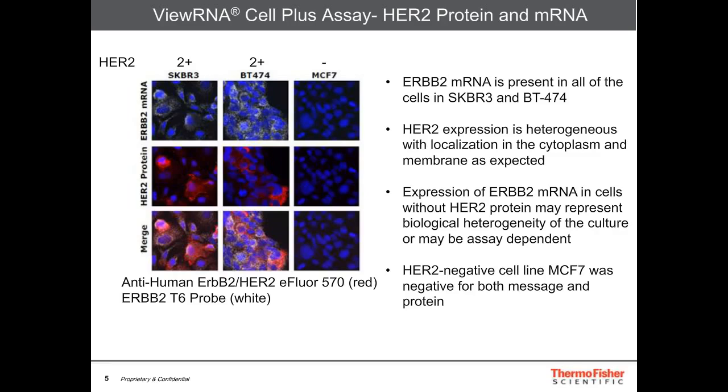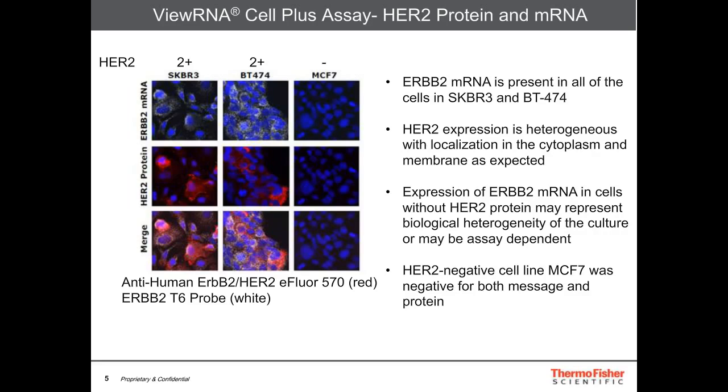So when we looked at the merge image on the bottom, you can see that there are some cells where there is message shown in white, but there's not as much HER2 protein shown in red. And in this case, I think what we're seeing here is really a difference in the cells that are in the culture. So it's a representation of what is normally occurring biologically, and it may be that the cells are turning over the HER2 protein more quickly, or maybe the ERB-B2 message is just starting to come up and protein has not come up yet. Or in this case, it may also be assay dependent, indicating that the amount of amplification that we get using a probe for ERB-B2 is about 8,000-fold amplification.